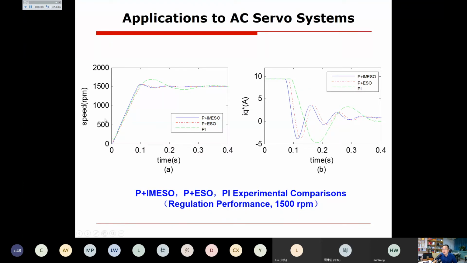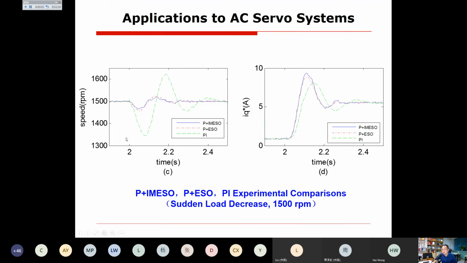We'll show the result. You see the speed reference is 1,500 RPM. You can see the PID, the green one, has a bigger overshoot. And the next two, the red one is P plus ESO, just the slow time varying disturbance estimation and compensation, right? The blue one is our proposed method. We have both the slow time varying and the periodic compensation handling. Then the right side is the control output, iq star, for the control actions.